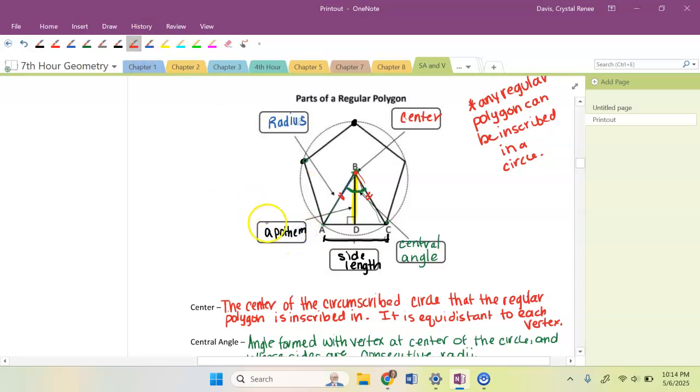Now the apothem serves two purposes, and you'll need to know both of these. One, it is perpendicular to the side, meaning that we cross at a right angle here. That will always be true. And two, it bisects the side, meaning that AD is congruent to DC. That will always be true, and that'll come very, very handy as we get going.